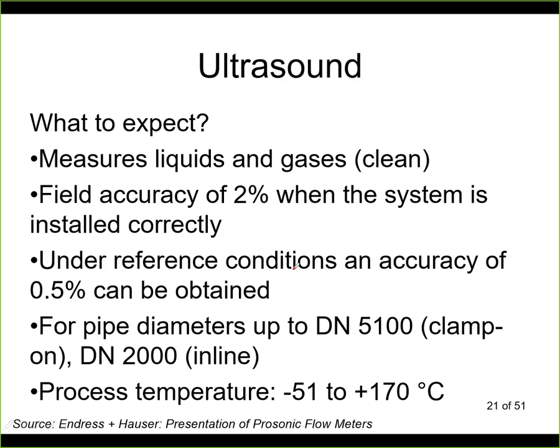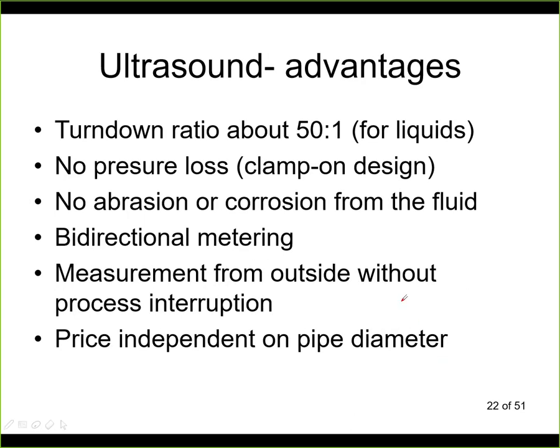The maximum temperature where this works is much smaller than for the Orifice plate. Here you see some data from this manufacturer. They are claiming something about 170 centigrades, so it's much smaller than the Orifice plate. Advantages. The turndown ratio is about 50:1 for liquids. So if you compare this to the Orifice plate, there we had 5:1 approximately. So here the ratio between minimum and maximum flow rate is actually 10 times larger.